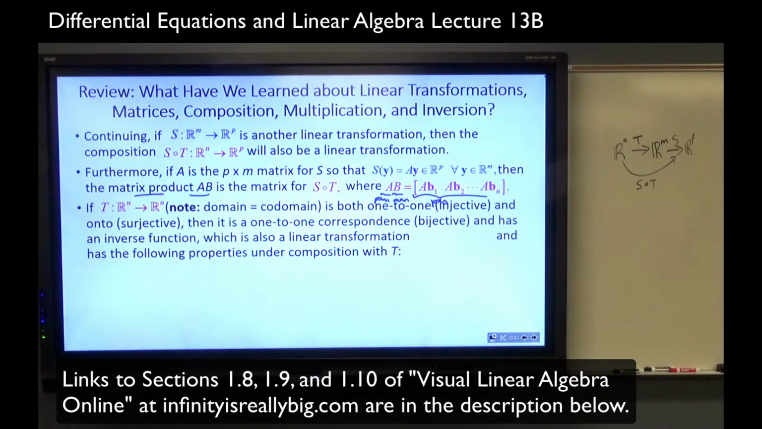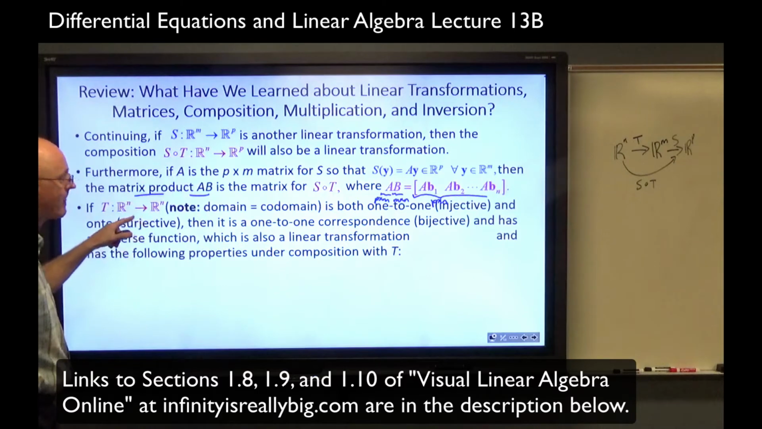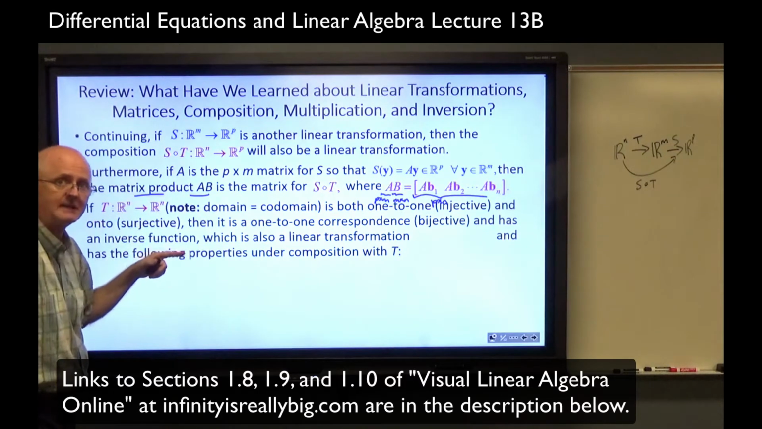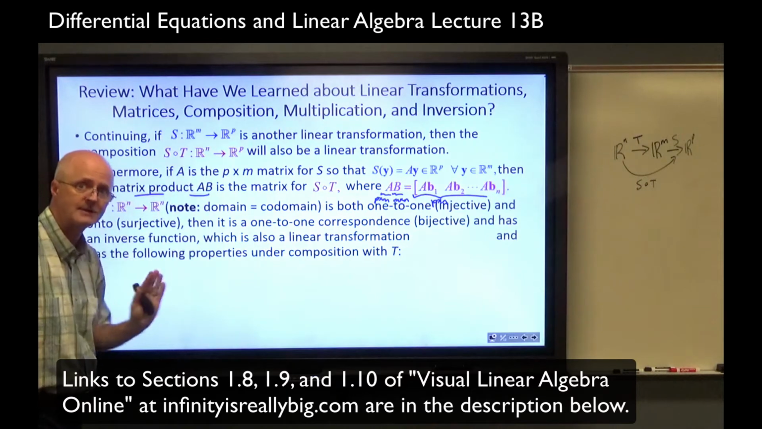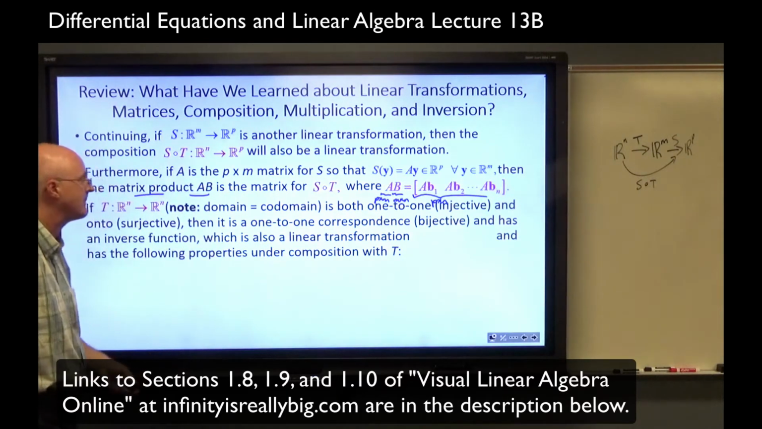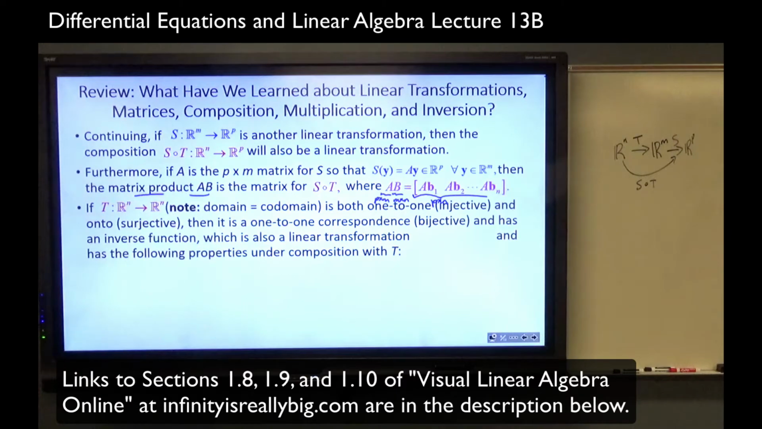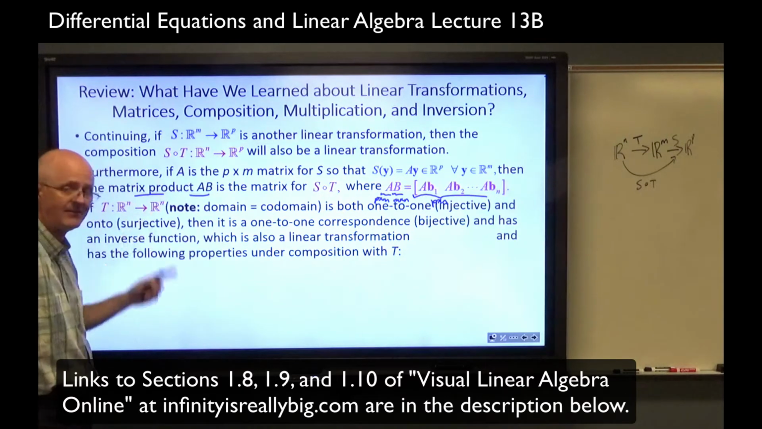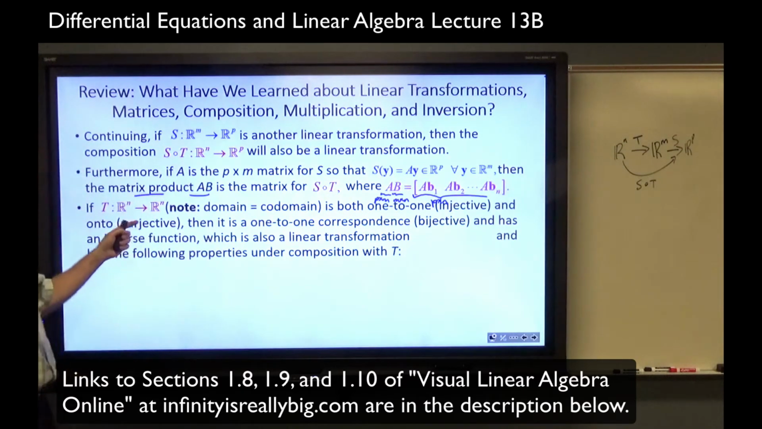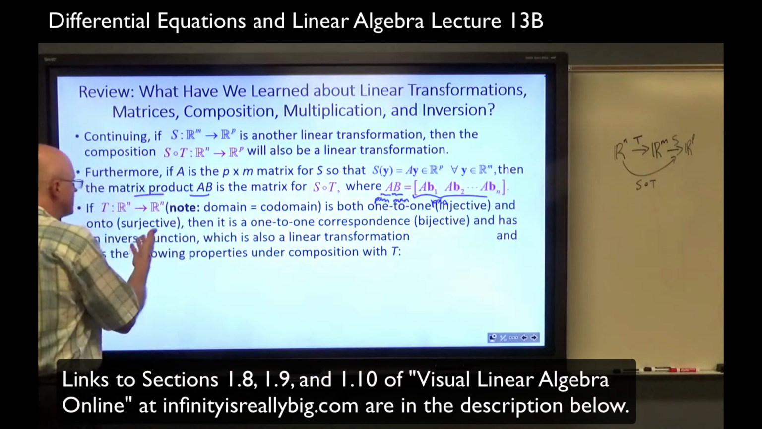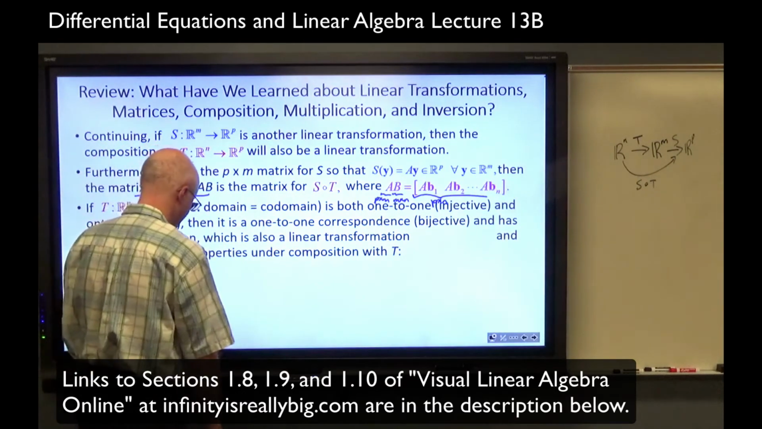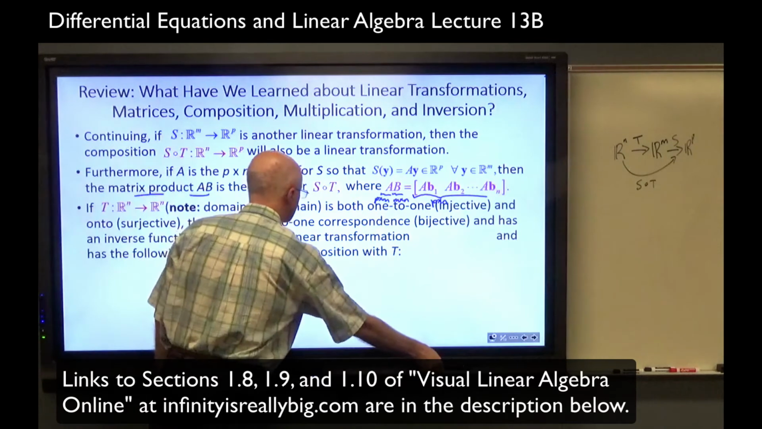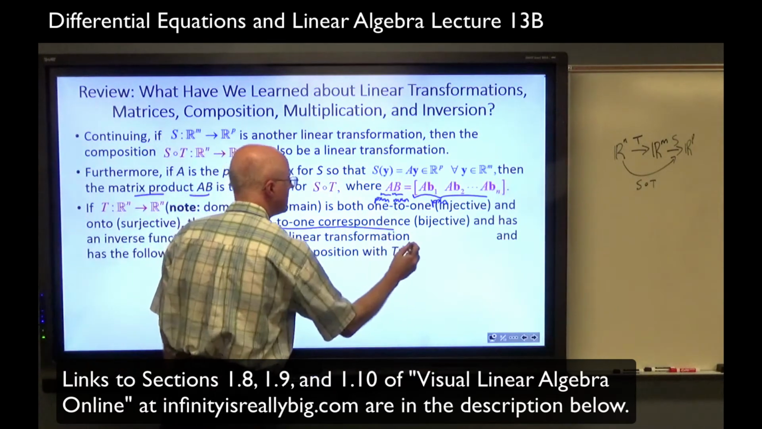If T goes from Rn to Rn, note the domain and codomain are the same here. So its matrix is going to be square, same number of rows as columns, n rows, n columns, an n by n matrix. For a linear transformation to be one-to-one and onto, the dimensions have to be the same, it turns out, in this case. If it is both one-to-one (injective) and onto (surjective), then it is called a one-to-one correspondence, also called bijective.